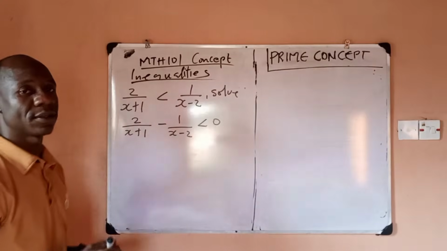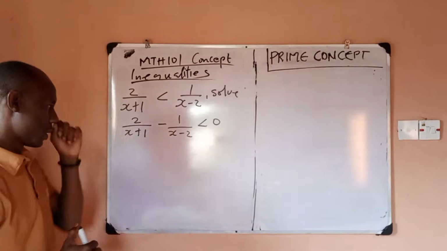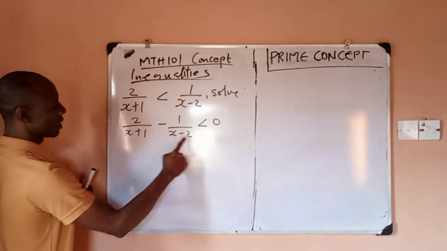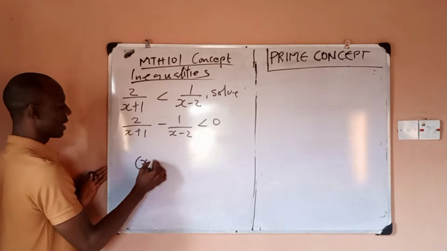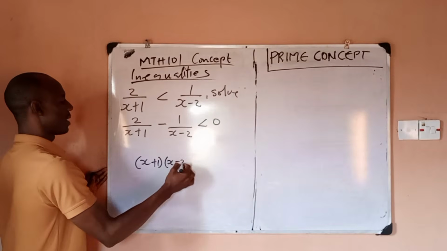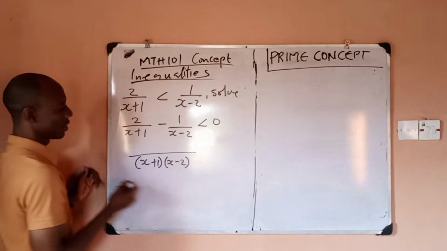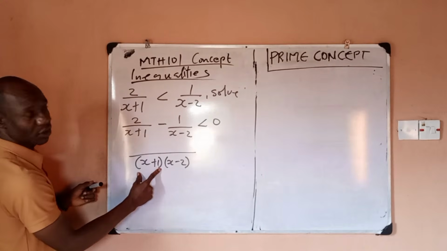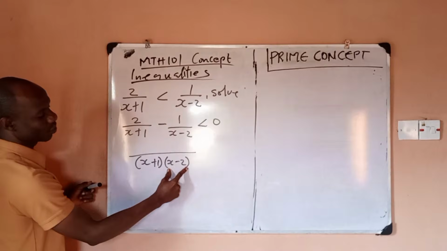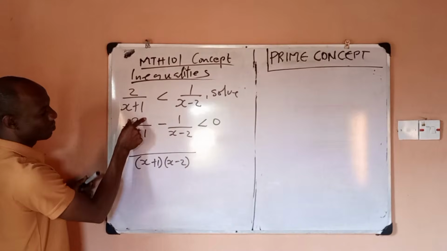Do you understand what I've done? Yes. The next thing I want to do is to take LCM. LCM is just this times this. So LCM is x plus 1 times x minus 2. That is LCM, right? Now, see what I'm going to do. x plus 1 will cancel x plus 1, and I'm left with x minus 2. And x minus 2 times 2.